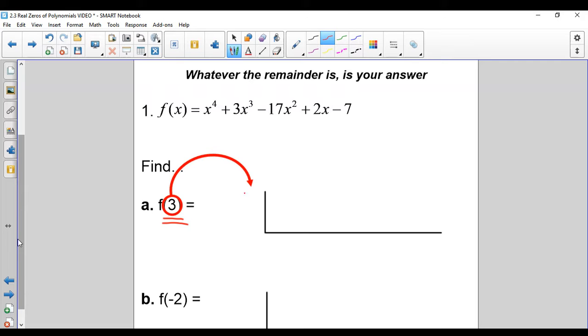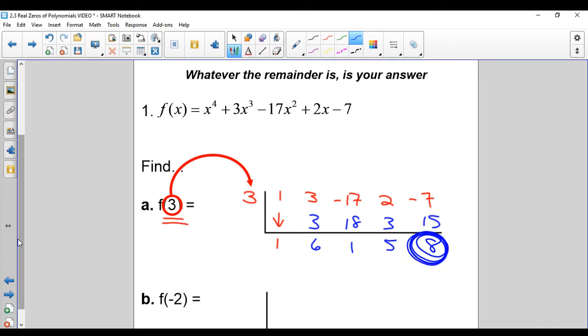What you can do is take that 3, plug it in there, get it all set up, and run it through synthetic division. 3 times 1 is 3, 3 plus 3 is 6, 3 times 6 is 18, we get 1, we get 3, we get 5, we get 15, and then we get 8. The remainder is your answer. So f of 3 equals 8.